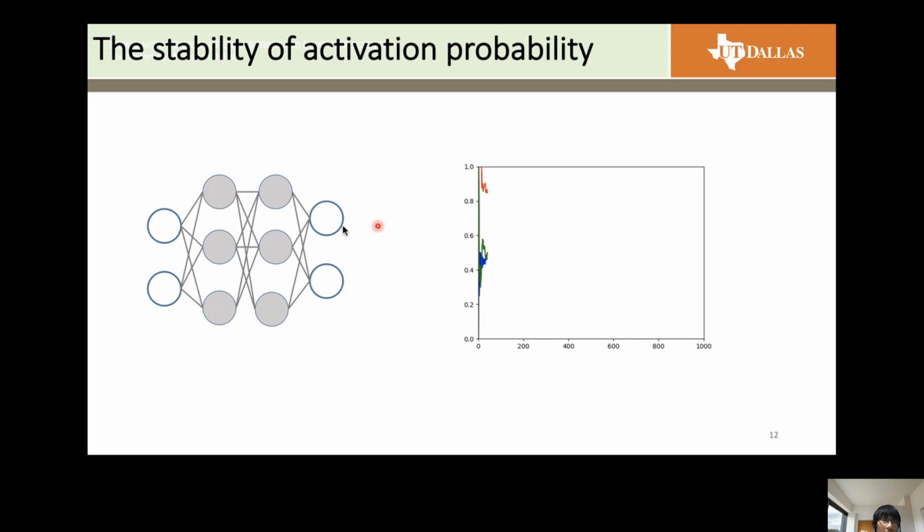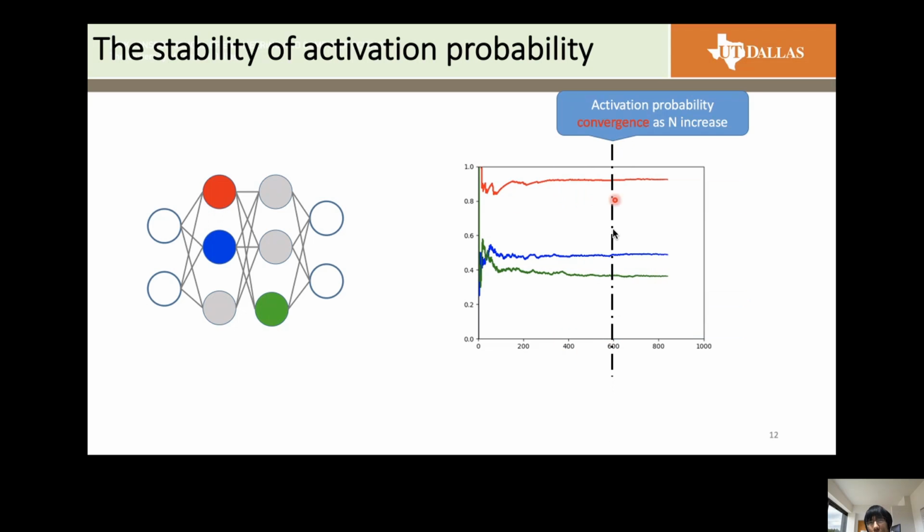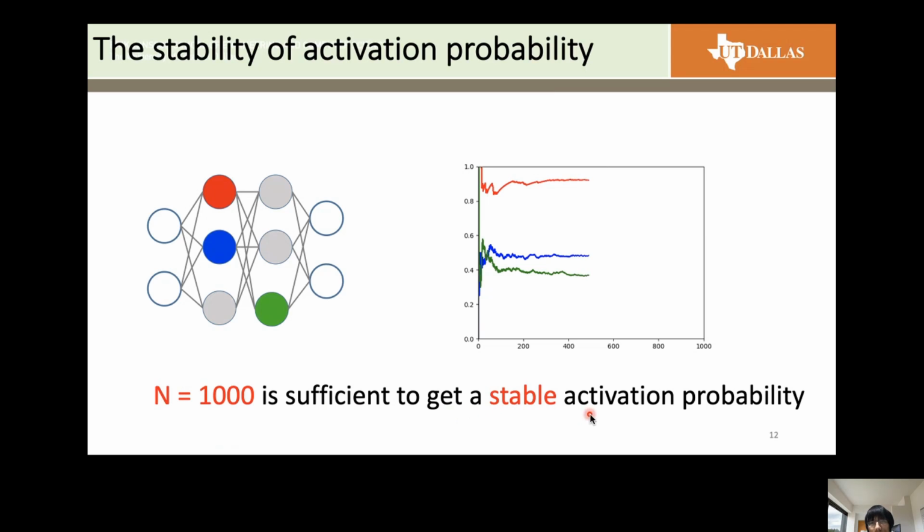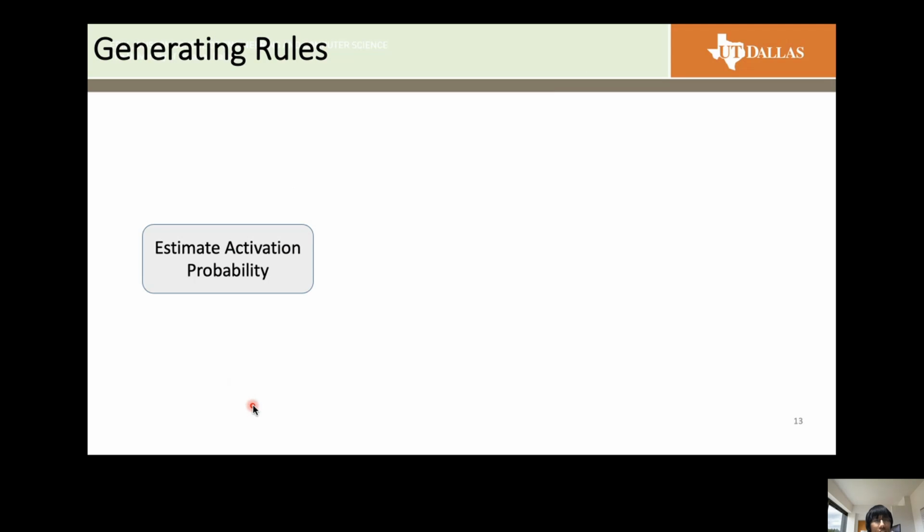Let's show an example. In this example, we randomly choose 3 neurons in a neural network, and we plot how the activation probability would change as the randomly sampled number n increases. The experiment results show as n increases, the activation probability converges. And we have mathematically proved that n equals 1000 is sufficient to get a stable activation probability. Based on these 3 intuitions, we can transfer the nonlinear decision boundary of the neural networks into a linear one step by step.